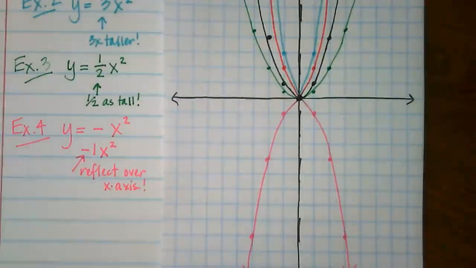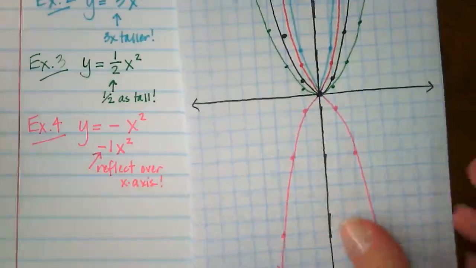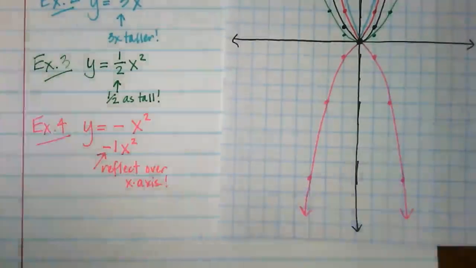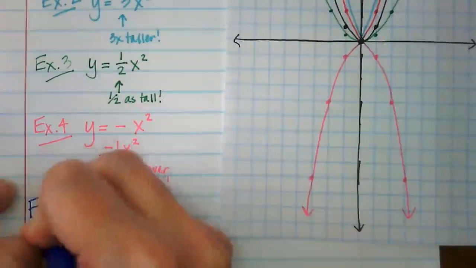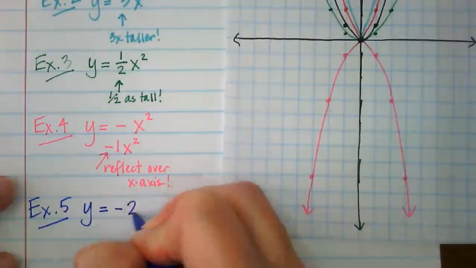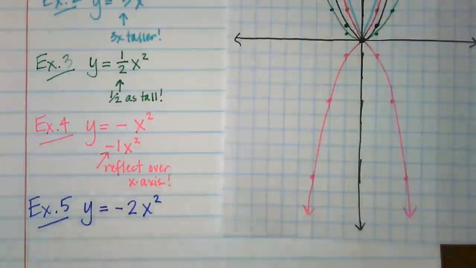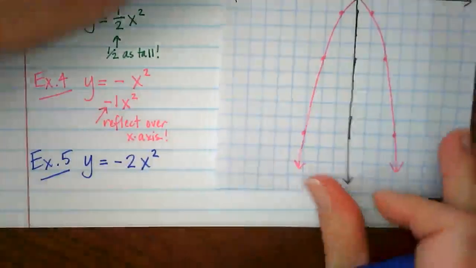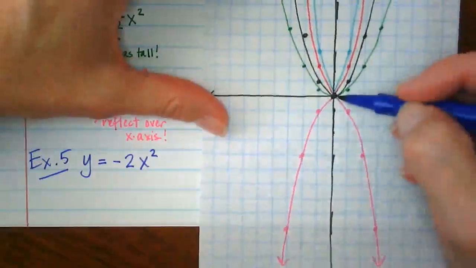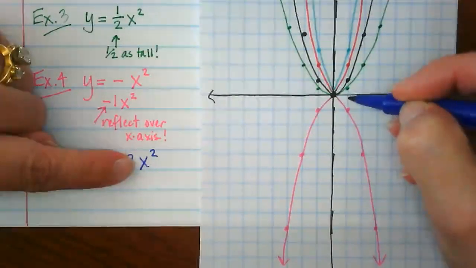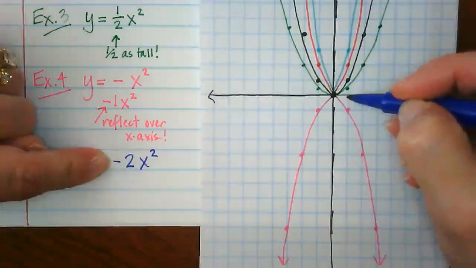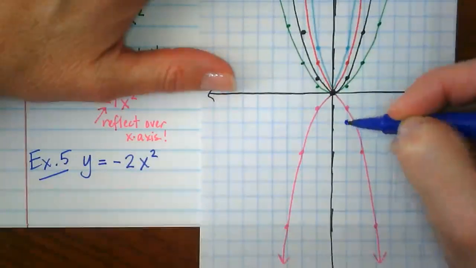All right, so let's see if we can try one last one. Hopefully we have time for this. So example 5, what is going to happen if we have -2x squared? So let's try it out. So still at 0, 0. If we fill in 1 for x, 1 squared would be 1, but this one is going to be multiplied by -2, so it's -2.